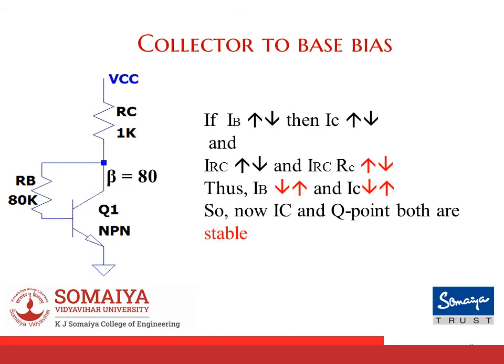Just check the stability provided by collector to base bias. Now if IB increases or decreases, then IC will also increase or decrease because of the relationship between IC and beta.